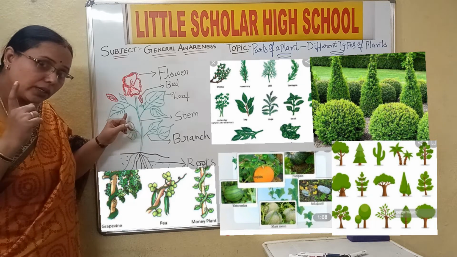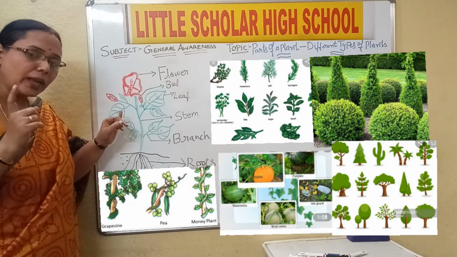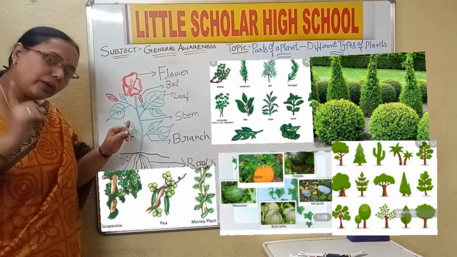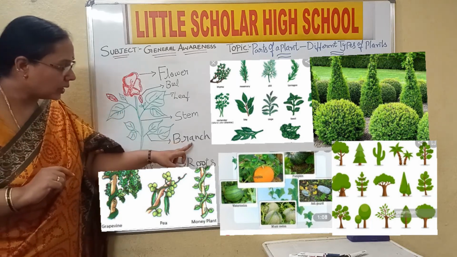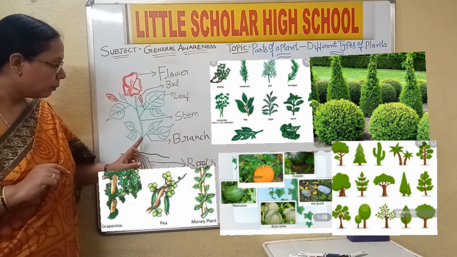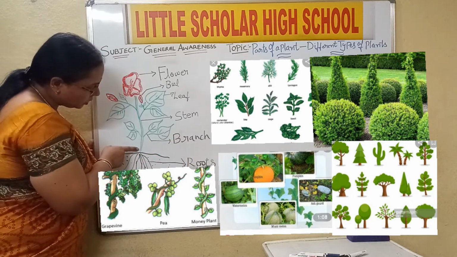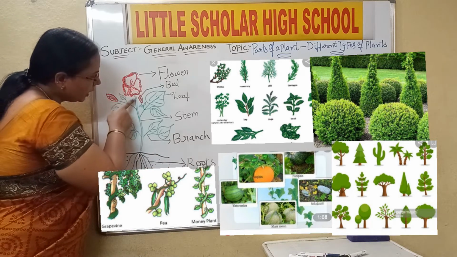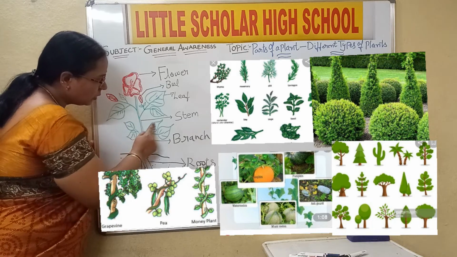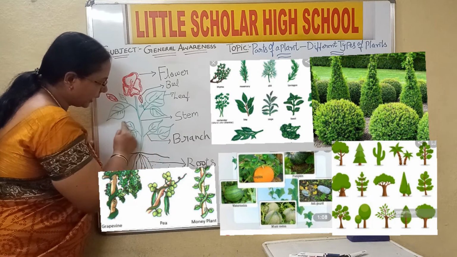Stem, what is the importance of the stem? Stem will make the plant stand straight. Okay, now the next one is the branch. Branch means this is the main stem, children. This is the main stem from which more branches will come out.